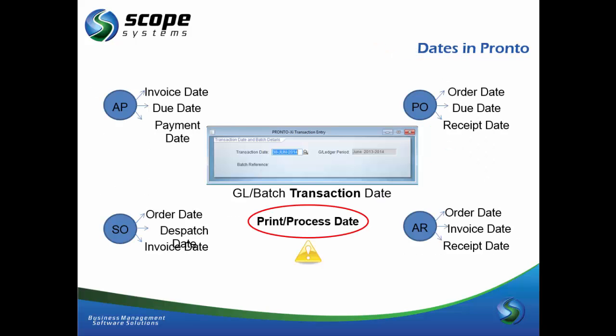So to illustrate the important dates, these are the typical dates we see in Pronto. Accounts payable, invoice date, due date, payment date. These are all normal dates we're seeing every day. Purchase order will be the order date, due date, and receipt date. The sales orders will be the order date, dispatch, and invoice date. And then accounts receivable, order date, invoice date, receipt date. In terms of the GL batch transaction date, it's the date of printing or processing. Very important.